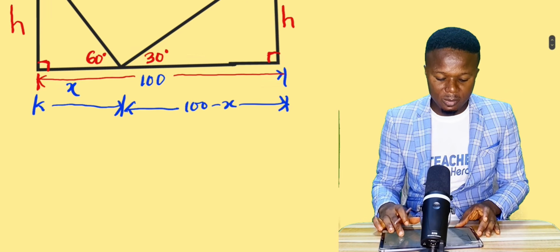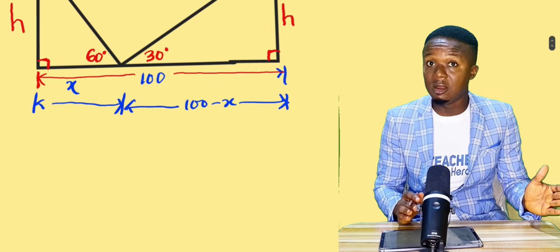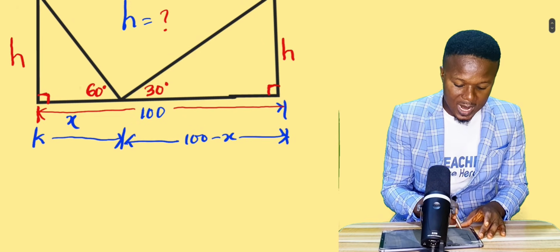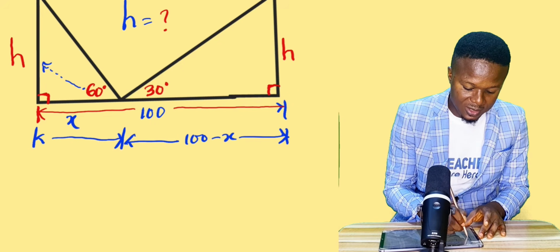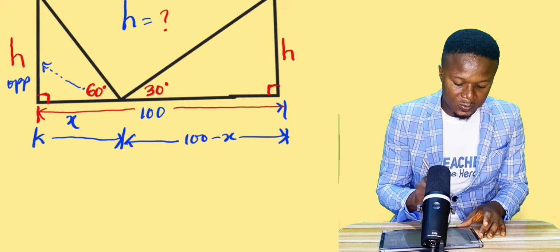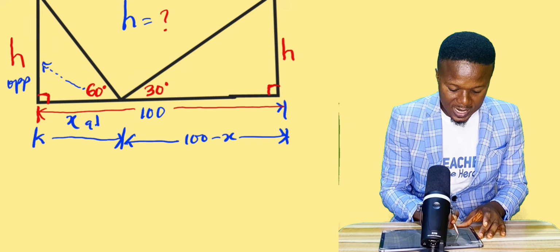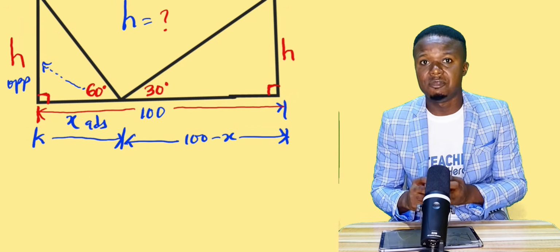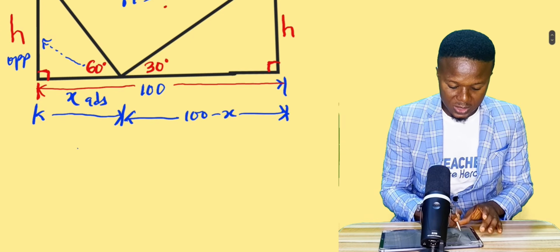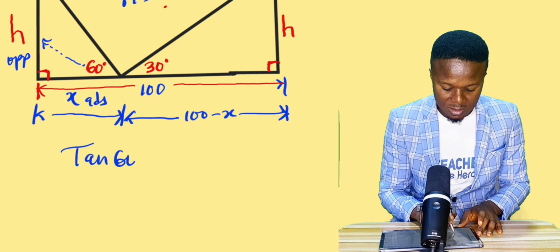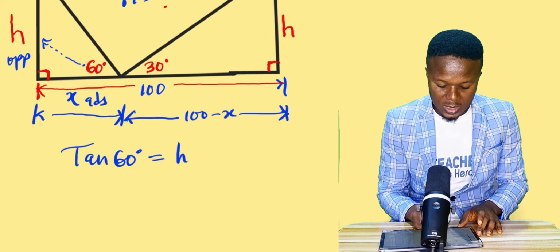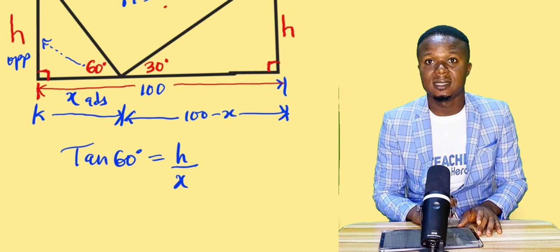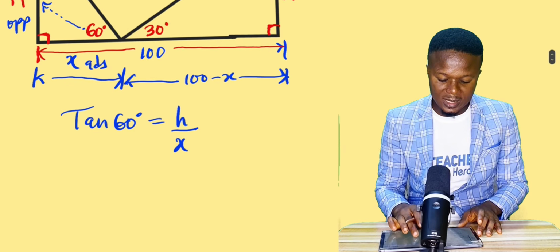If one part is x, the other side will be 100 minus x, such that their sum is 100. Now, what if we consider the smaller triangle, this triangle at the left-hand side? Remember, the side facing the angle is the opposite, while the downside is the adjacent. And when you have the opposite and adjacent, you use the tan ratio. Therefore, you are free to say tan 60 degrees equals opposite h over adjacent, being what? x, right?